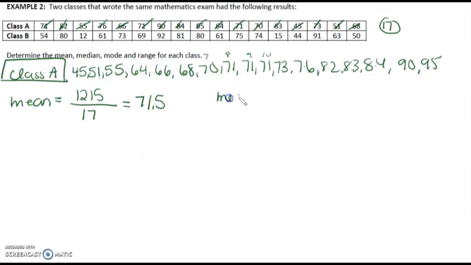Okay, now the median. We have 17 numbers, so if we divide by 2, what do we get? 17 divided by 2, we get 8.5. So from our note, we're going to round up, so we're going to take the 9th number. If we count 1, 2, 3, 4, 5, 6, 7, 8, 9, the 9th number, the middle number, is 71.